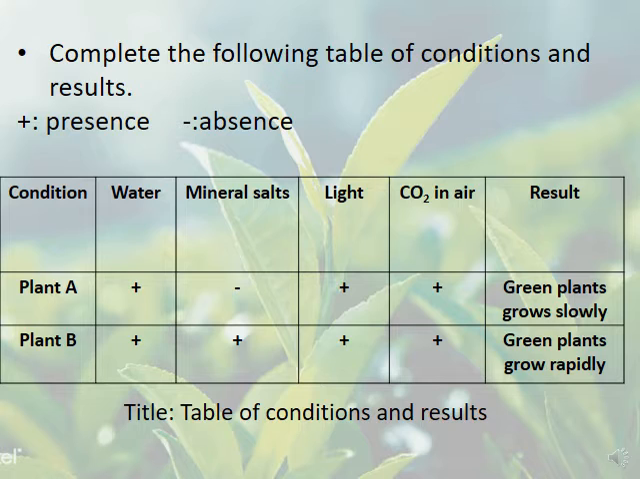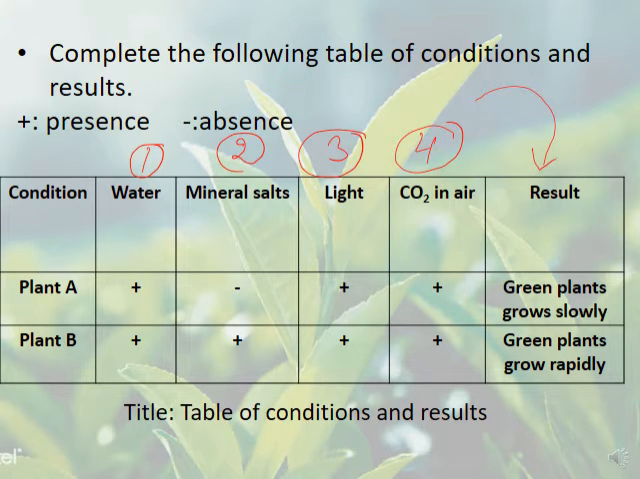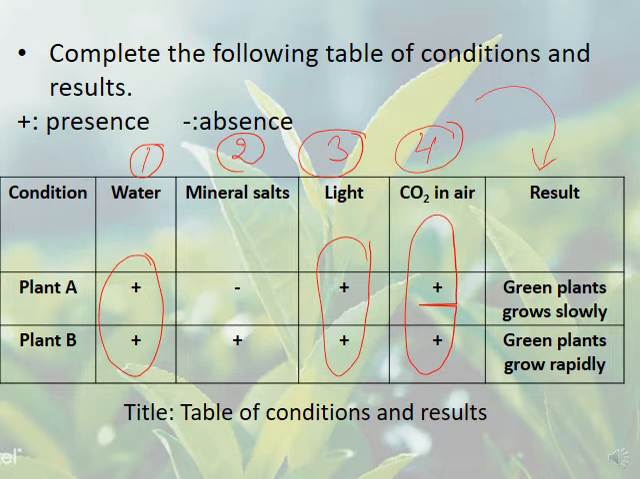So we have four important conditions: water, mineral salts, light, and CO2. And sure, you have to put the results. Both the plants contain water, both plants contain light, both plants contain CO2. However, the difference: plant A contains no minerals, while plant B had minerals. So this is the variable factor. So the green plants grow slowly in the absence of minerals, while they grow rapidly and normally in the presence of minerals.